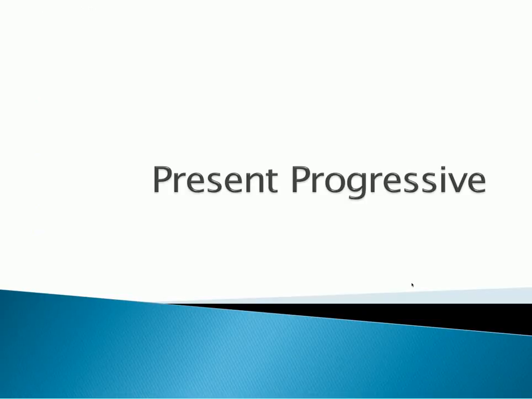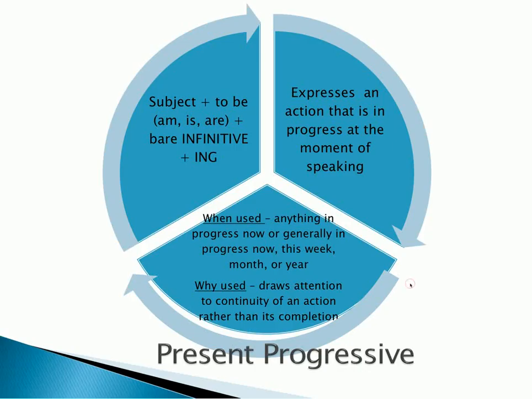The next topic is the present progressive. Here we go back to our pie chart and we start with the form. To form the present progressive, you need the subject plus a form of the verb to be. In the present, in this case, would be am, is, or are, plus bare infinitive, remember, a verb without the to in front of it, plus ing attached to that verb. The present progressive expresses an action that is in progress at the moment of speaking. Every time you hear the word progressive, it's something that is happening, and you always have ing in the form.